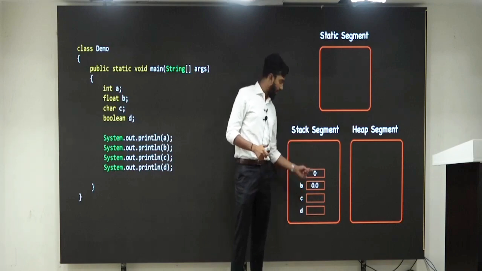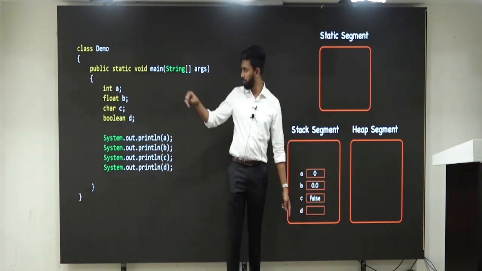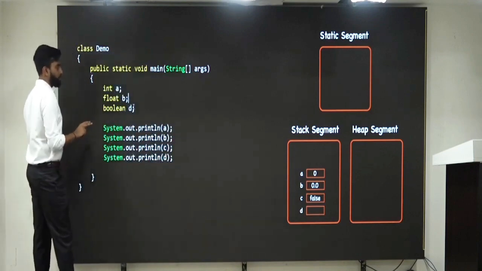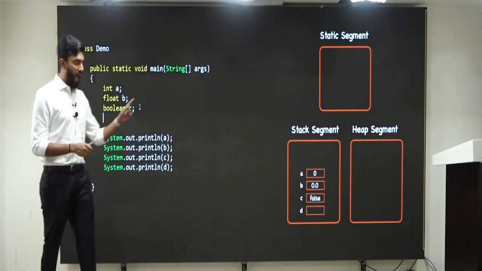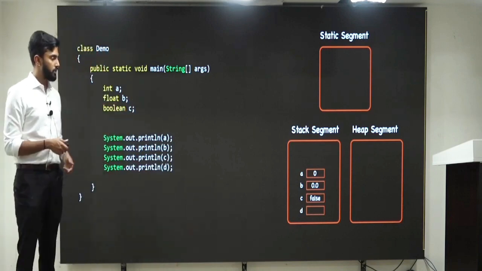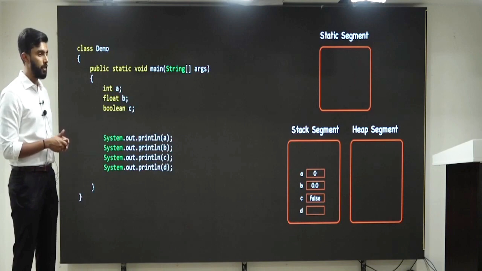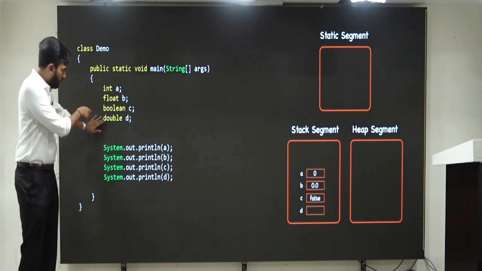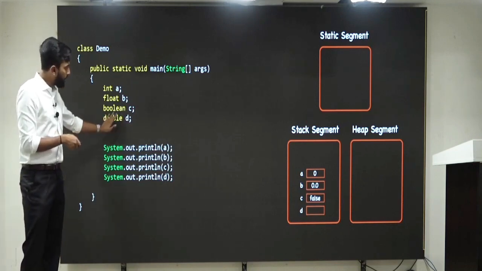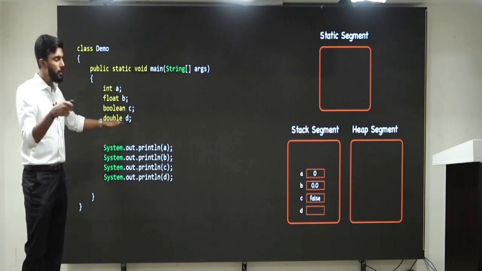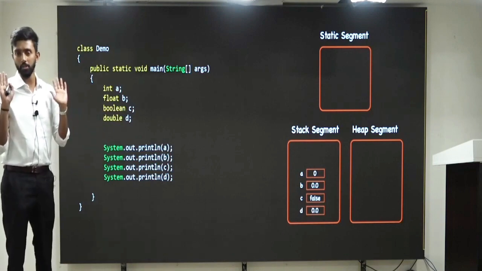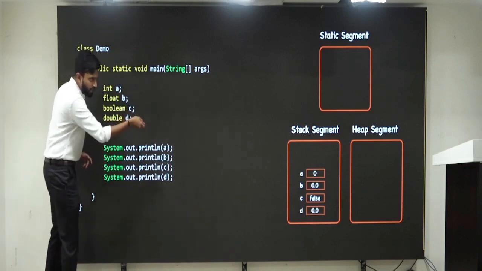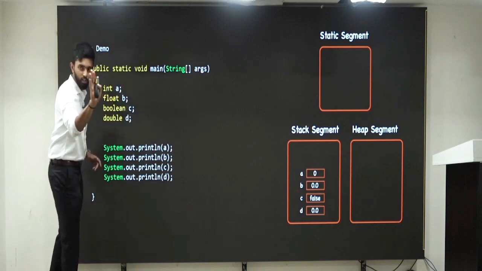B, float, 0.0. C is a character. You make that as boolean then. I'm just trying to match it there. Boolean type C. And finally, D, let us see what it is giving. Double type D. Doesn't matter. I'm just trying to match what I'm showing there with here. What is D? Double. Double means again it is 0.0, because real numbers. Now watch it. System.out.println A, B, C, D. 0, 0.0, false, 0.0. This should be the output.